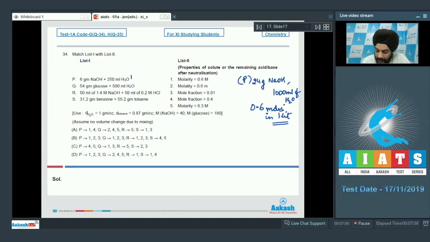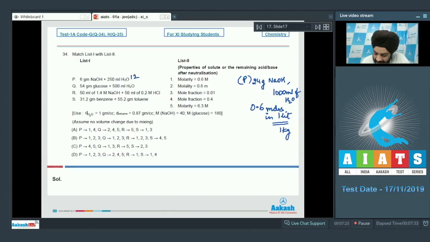If we talk about the molality now, the density of water is 1 gram per ml. So it does not matter if we have 1 liter water or 1 kg water, both are the same. So there are 0.6 moles of NaOH present in 1 kg as well. So the molality will also come out to be equal to 0.6. Students, 2 will also be a match.